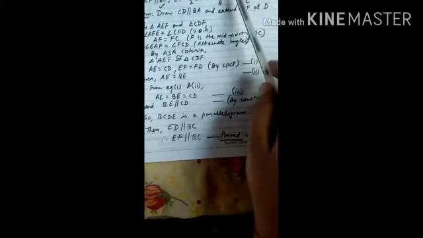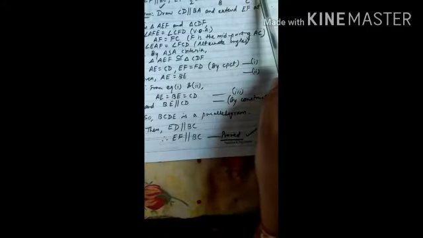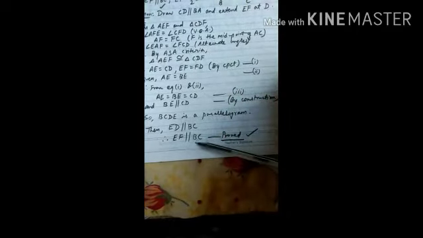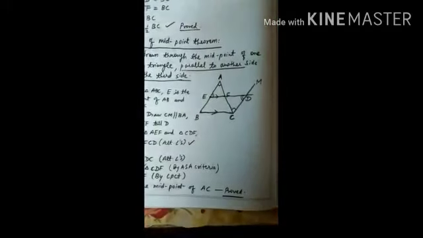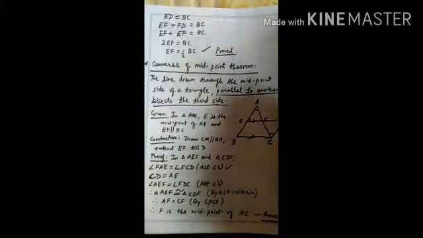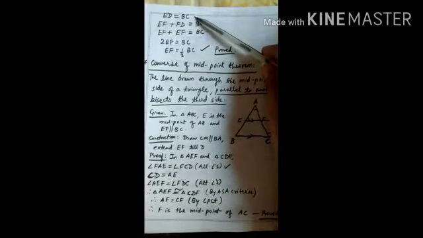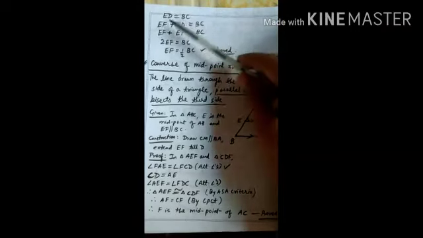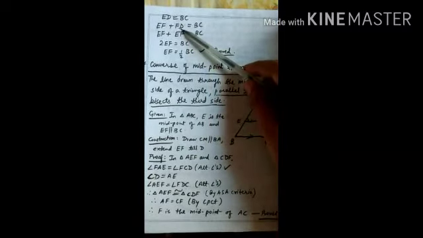If ED is parallel to BC, then EF is also parallel to BC, because EF is just a part of ED. After that, you can see that ED equals BC also, as the other opposite pair is equal. ED is made up of EF plus FD, so EF plus FD equals BC.